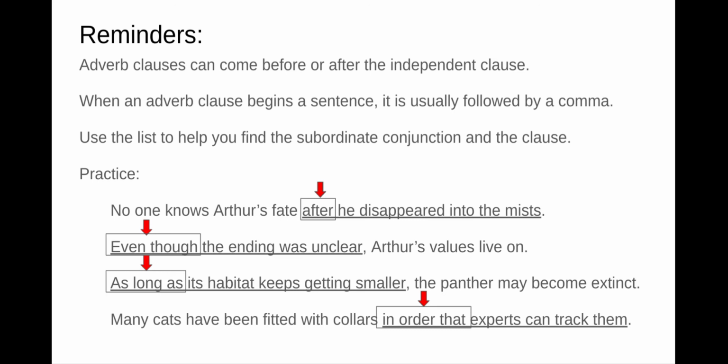I hope that helps. Please, please, please use the list of subordinate conjunctions when you are looking for these adverb clauses while you are practicing today, and keep it handy for when you take the test.